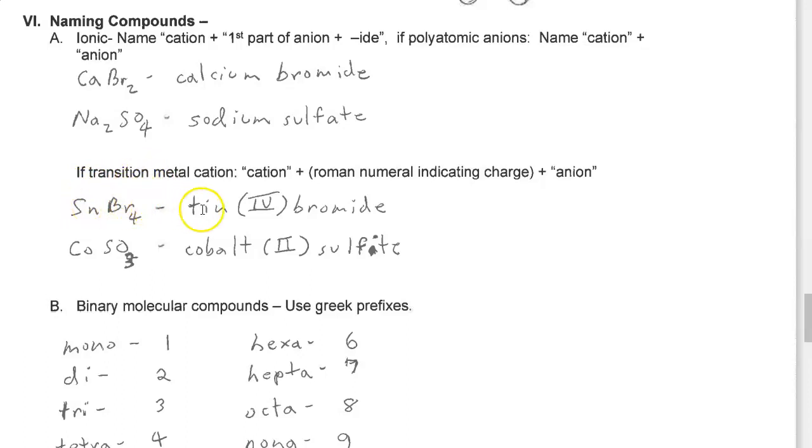So the way I write the name is this is tin, parentheses, Roman numeral 4, bromide. I don't have to put the plus because it's always positive. Transition metals always form cations. I can just write the 4.